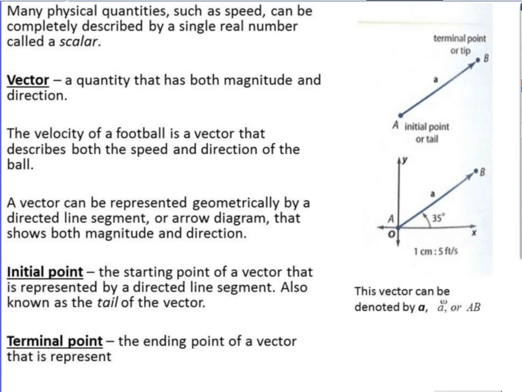Many physical quantities, such as speed, can be completely described by a single real number called a scalar. A vector is a quantity that has both magnitude and direction. The velocity of a football is a vector that describes both the speed and the direction of the ball.